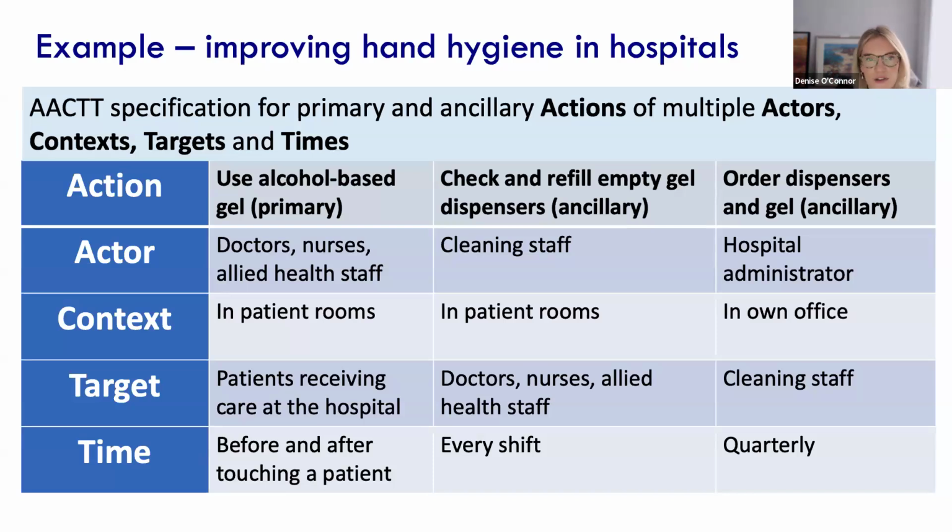So it involves multiple actors. For example, clinical staff, doctors, nurses, allied health, cleaning staff, and administrators need to do different things. So the primary behaviour that all clinical staff need to do is obviously use alcohol-based gel before and after touching patients. However, in order for that to happen, ancillary behaviours include cleaning staff checking and refilling empty gel dispensers, and then obviously administrators ordering those dispensers and gels appropriately.